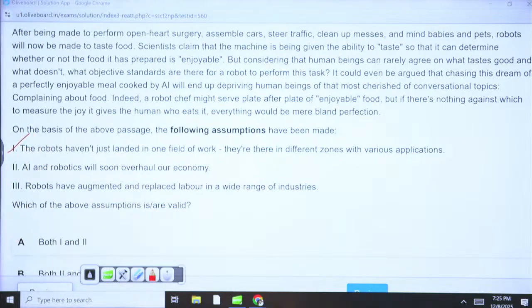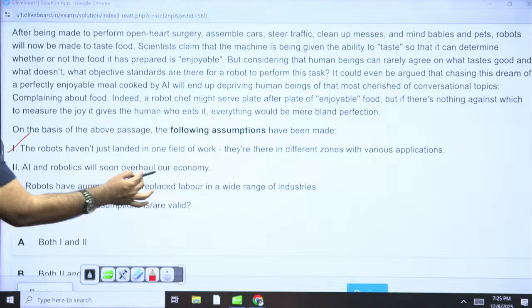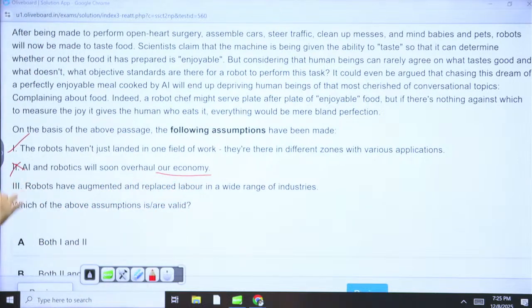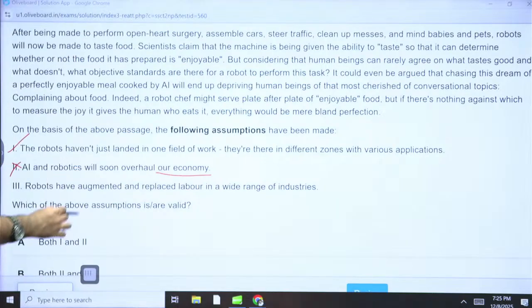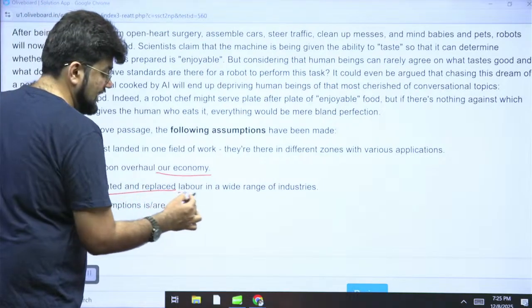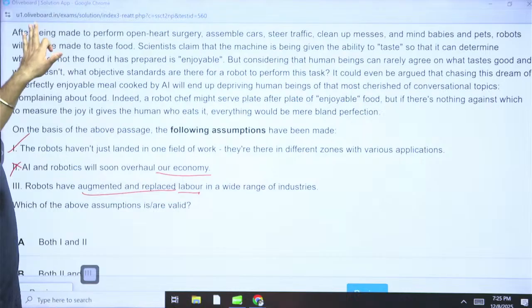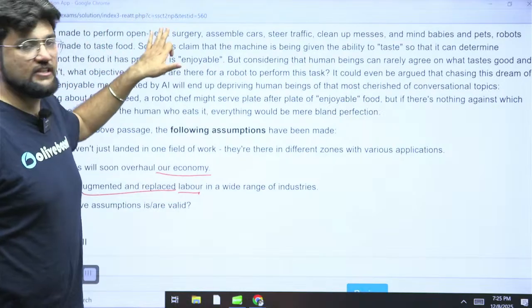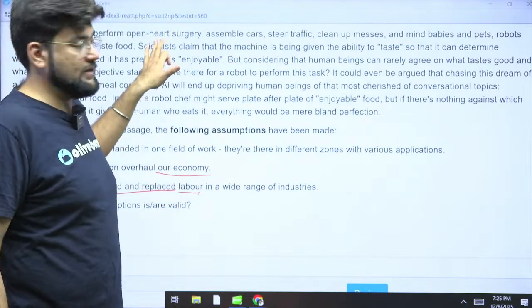AI and robotics will soon overhaul our economy. I'm sorry, it's not mentioned anywhere. Pretty unconnected. Robots have augmented and replaced labor in a wide range of industries. See, a lot of people will go with this one also. But it's nowhere mentioned that they have augmented and replaced labor. It is just saying that after being made to perform open heart surgery, it is not hinting that doctors have been replaced.